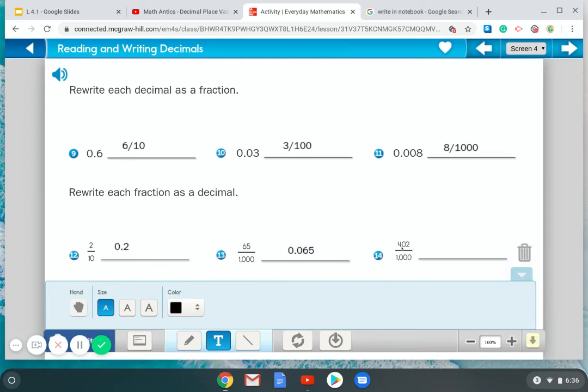And then finally, I have 402 over 1,000. If I were to turn that into a decimal, I would go ahead and write 402, knowing that the 2 ends in the thousandths place. Before moving on to our final activity, take time to review these answers and compare them to your answers.